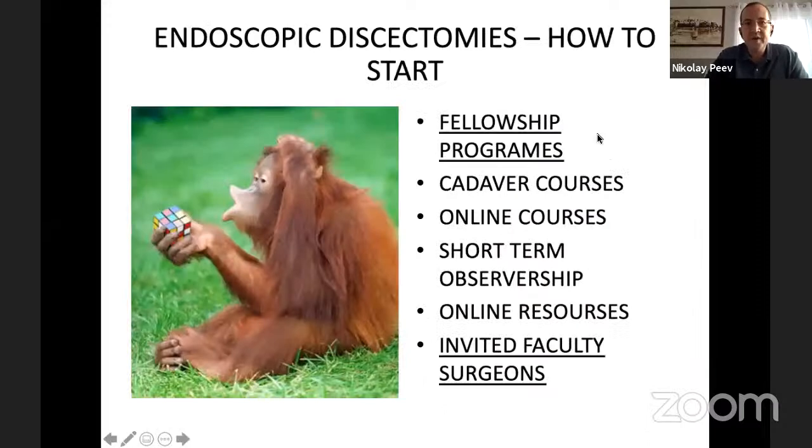So endoscopic discectomies, how to start? Of course, the best way to start a new technique that is complicated is if you can have a fellowship. You can get one of the fellowship programs, but unfortunately they are not available for many of us, or it is too complicated, or you are already well into your practice when you would like to do that, and it's very difficult for you to stop your practice and to be missing from your institution for a long period of time.